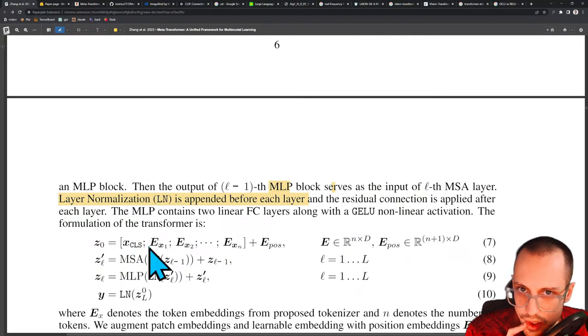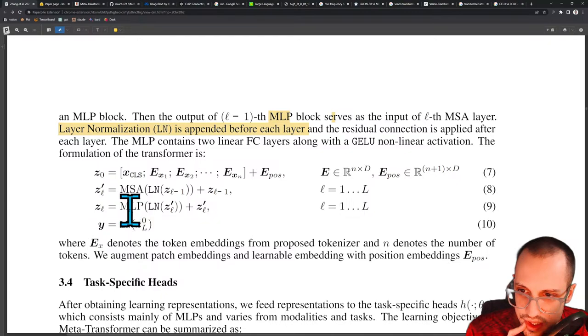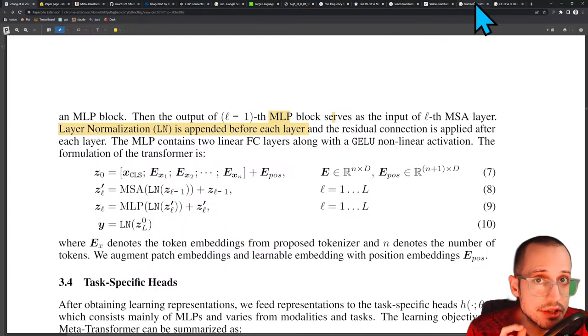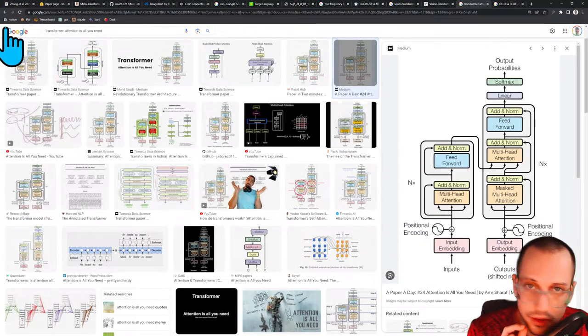Okay. The formulation of this transformer is this. MSA, MLP. Okay, so here they're basically just describing this part here, the transformer encoder.